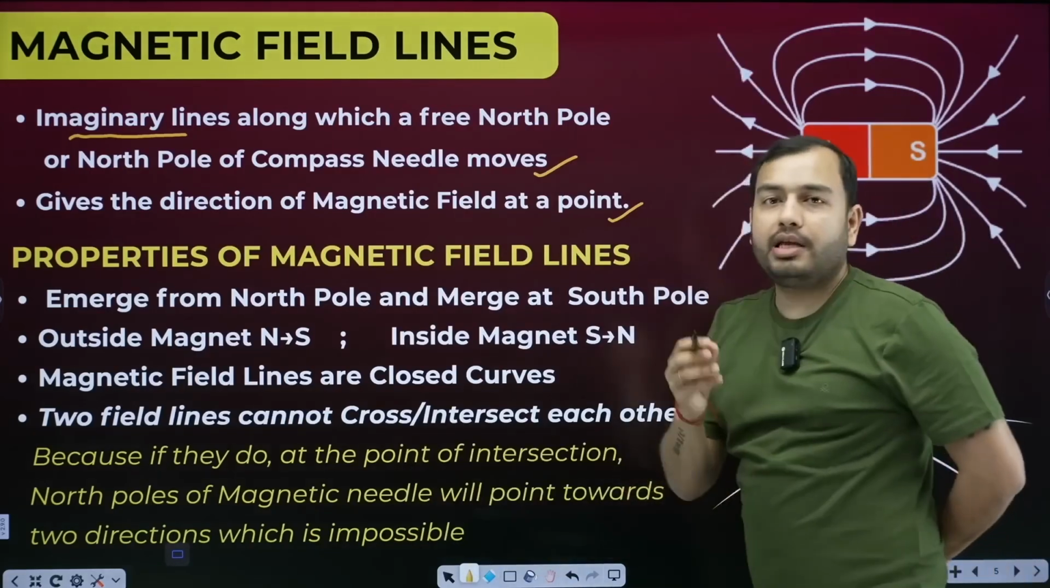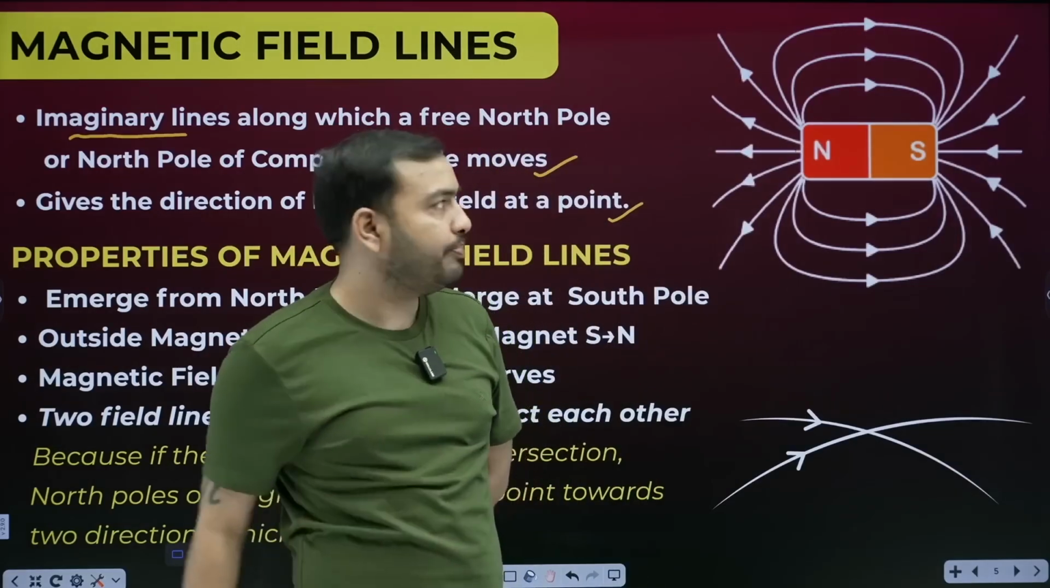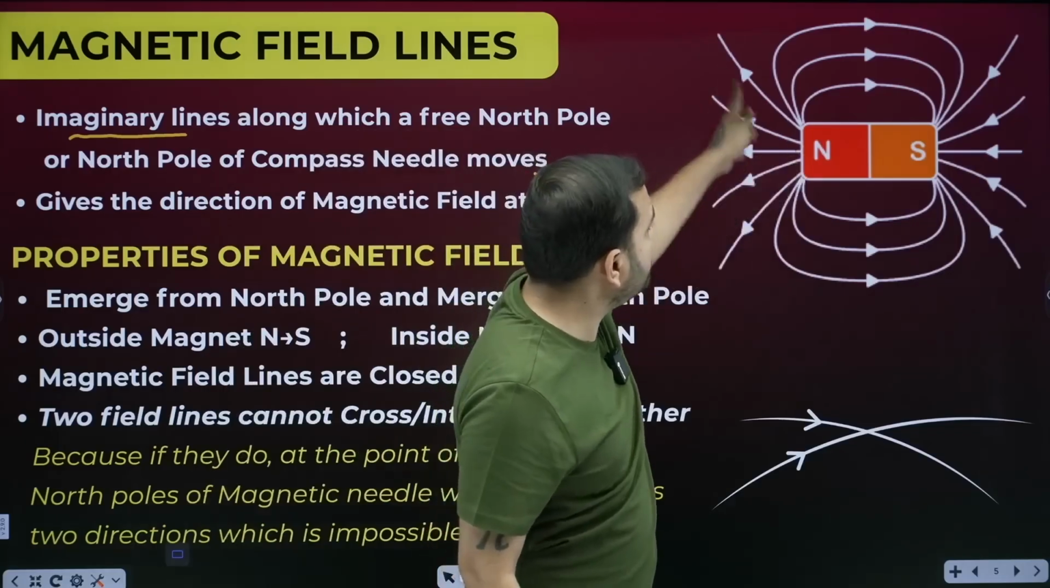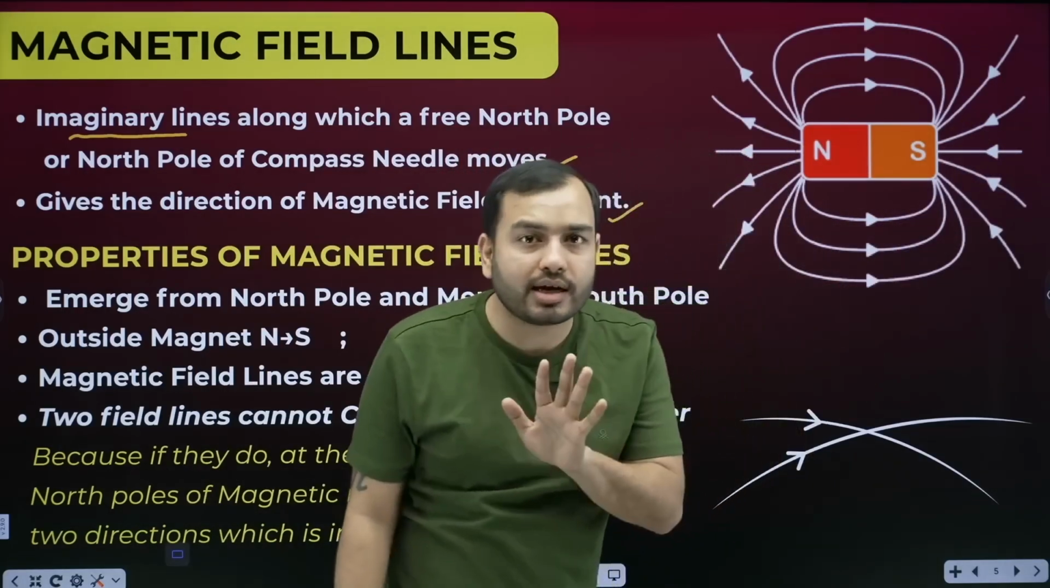Now there are some properties of the magnetic field lines we have to study. Look carefully at the diagram for a moment. What is this? A bar magnet. The magnetic field line is emerging from the north pole. It is emerging from the north pole, and it is entering into the south pole. Does it look like this?